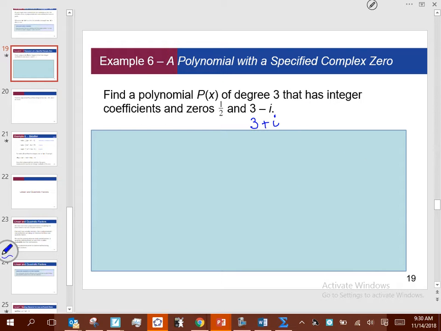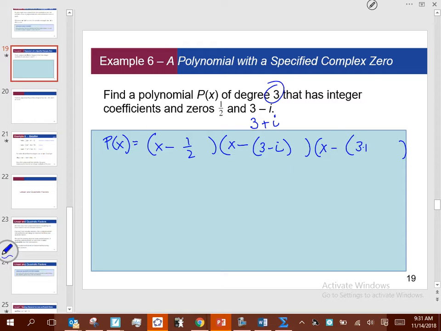All right, so if I want to find this polynomial, p of x is going to have x minus something, x minus something else, x minus something else, right? That's what degree 3 tells me, that I'm going to have 3 factors. One of those factors is x minus 1/2. The other factor, now, 3 minus i, that's a quantity, it's 2 objects, so you've got to put that in parentheses. x minus (3 minus i). And this one will be x minus (3 plus i).